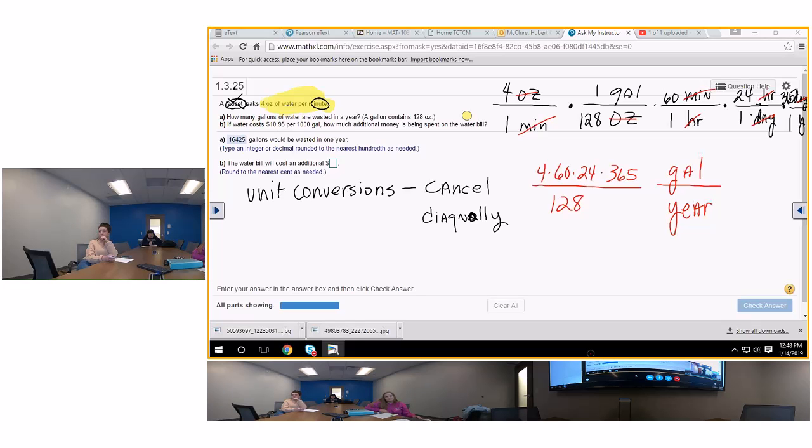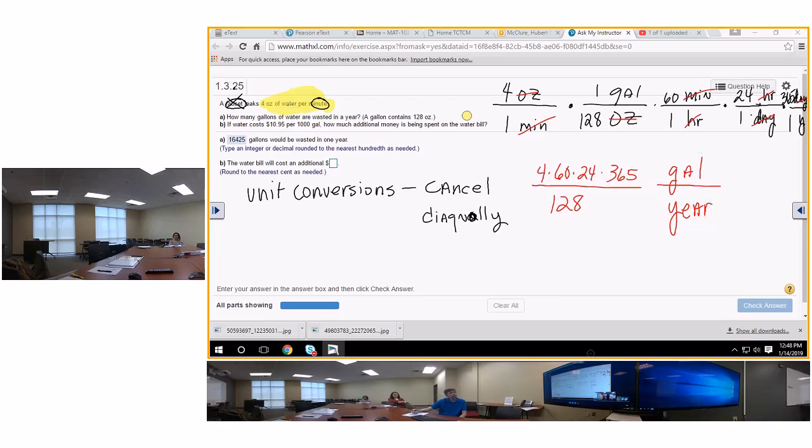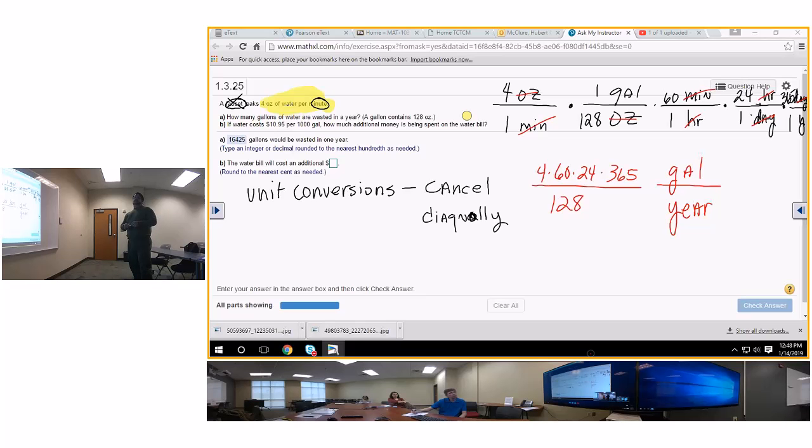What can we also do vertically? As well as diagonally? Divide. Divide, but how do we say it? What did we just do with the units diagonally? Cancel them out. Can we cancel vertically? Yes, we can. Watch.